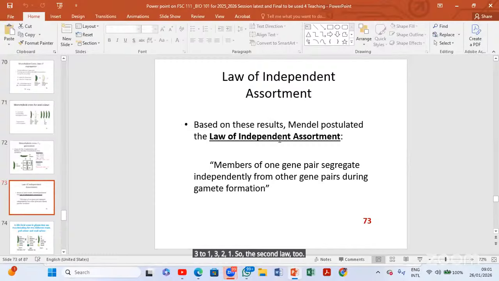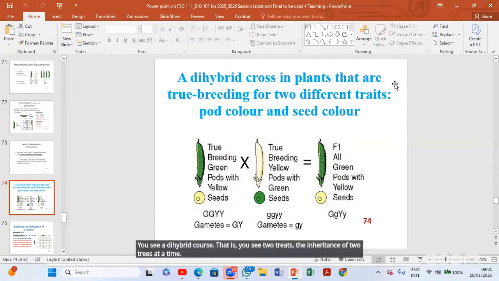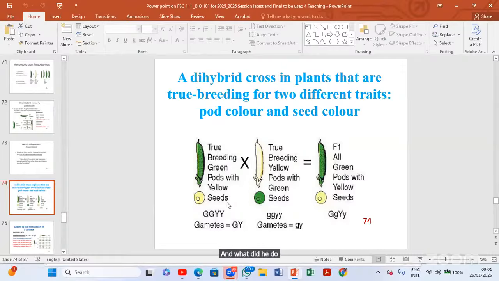which was based on the results of the first law, now went ahead by illustrating it using a dihybrid cross. That is, using 2 traits, the inheritance of 2 traits at a time. And what did he do? He crossed a green pod containing yellow seeds with a yellow pod containing green seeds. There are 2 different traits.